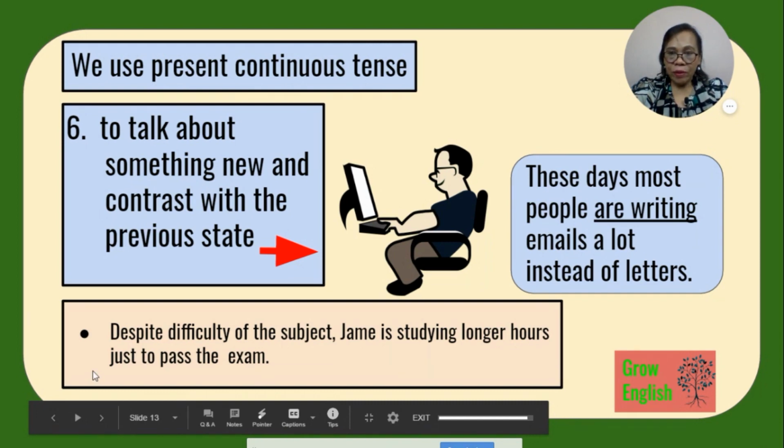The next example is: despite difficulty of the subject, Jamie is studying longer hours just to pass the exam. We have here the subordinate clause, despite difficulty of the subject, and the main clause, Jamie is studying longer hours just to pass the exam. We have the verb phrase is studying. Why am I using is here? Because our subject is singular. Okay, I hope this is clear to you.